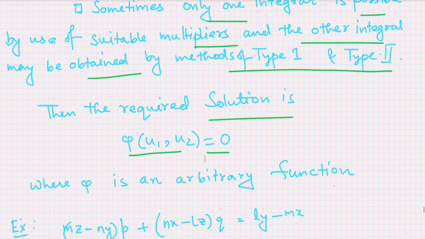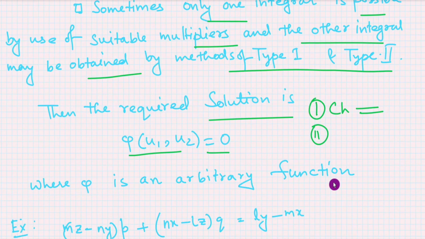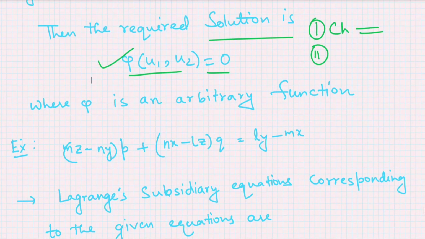That means in type 3 there are mainly 2 cases. The first case is to choose two sets of multipliers easily, and the second case is to choose one set of multipliers and get one integral, and then using type 1 or type 2 we get the other integral. Then the required solution is phi of u1, u2 equal to 0, where phi is an arbitrary function. Let us take an example.